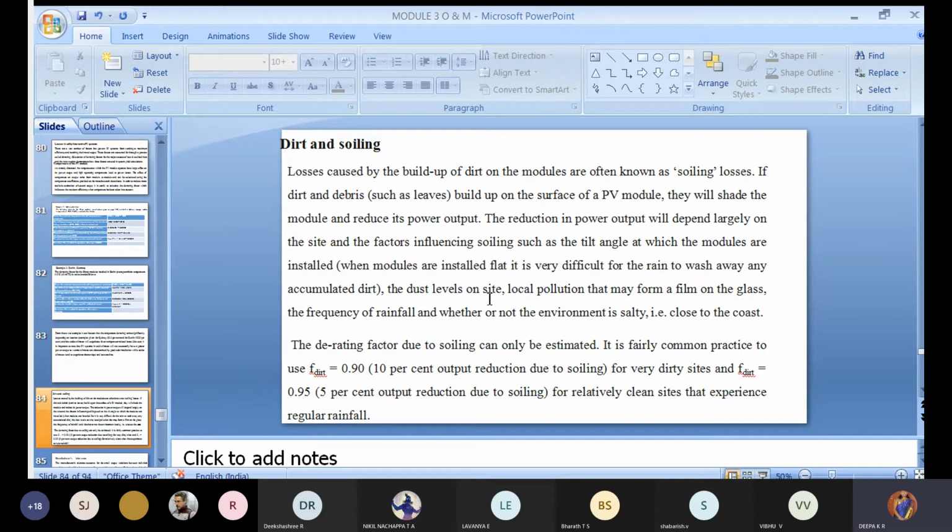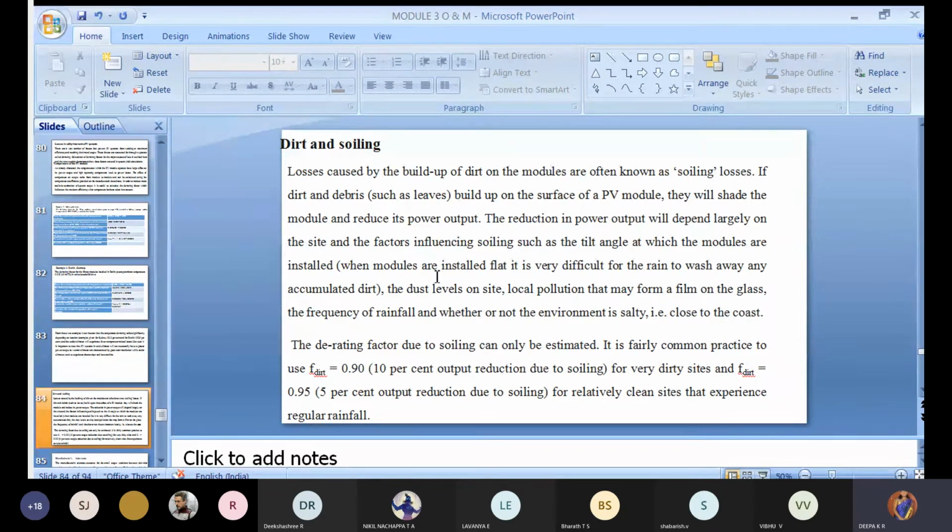So dust level on site, local pollution that may form a film on the glass, and you have to think about the frequency of rainfall. So place wise or region wise, we have a different segment. See, if you say in Bangalore itself, near our college we are getting rain, but if you go near Hunsamanali, you're not getting rain. Only a small distance of 3-4 kilometers, and we are finding so much of a difference. Is it the same way? So that is all environmentally happening cases. We also have to consider how many months it is happening, whether the area really gets rain or is a desert area. So all those parameters have to be considered for dirt and soiling conditions.